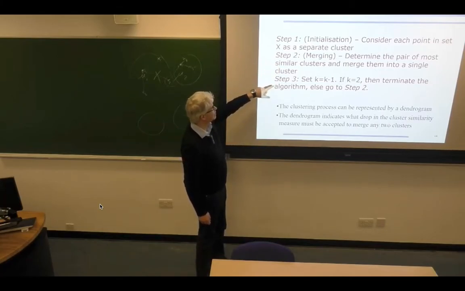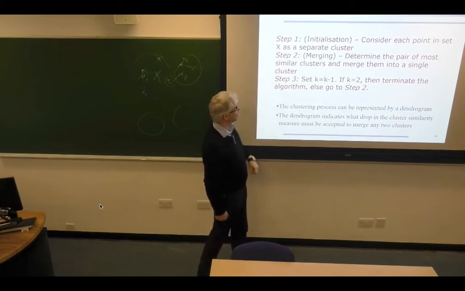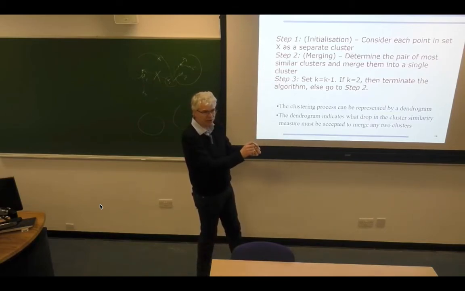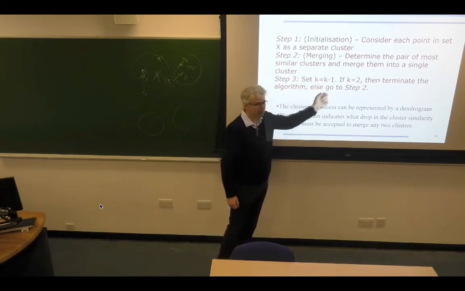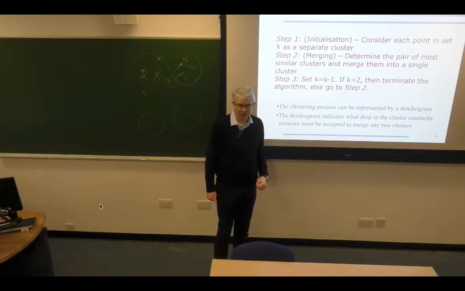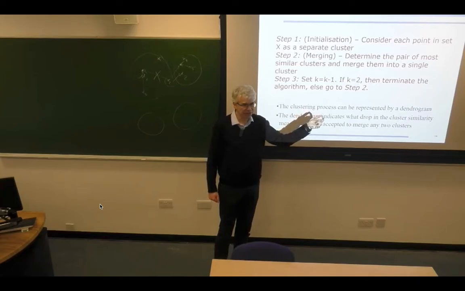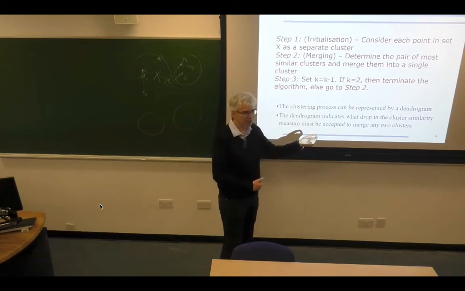And then once you've done that, you merge the ones that you found to be the closest. You merge that pair. And once you've done that, you've now got k minus 1 clusters. You had 100 clusters, you've merged a pair, you've now got 99 clusters. Now you go around again and do the whole lot.